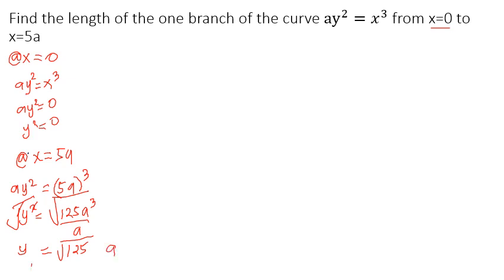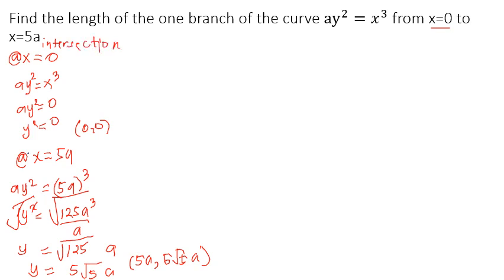So let's try to simplify. This is y is equal to 5 square root of 5a. So these are our intersection points at 0, 0. Then you have 5a, 5 square root of 5a. Square root of 5, then a. So these are our intersection points. Now, we need to graph it.